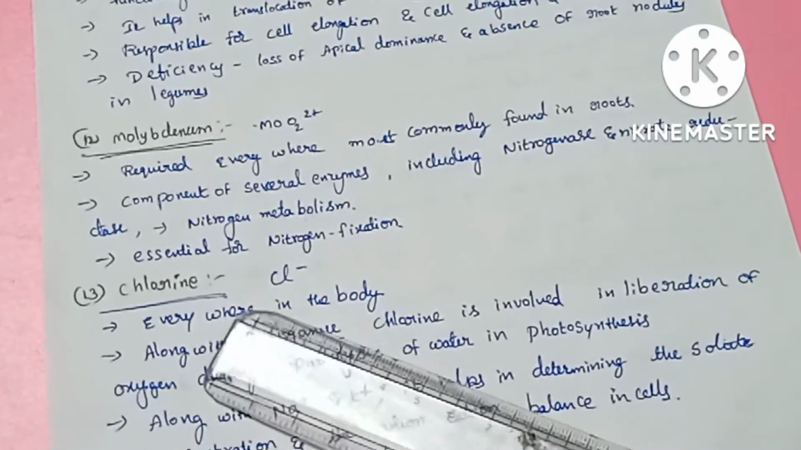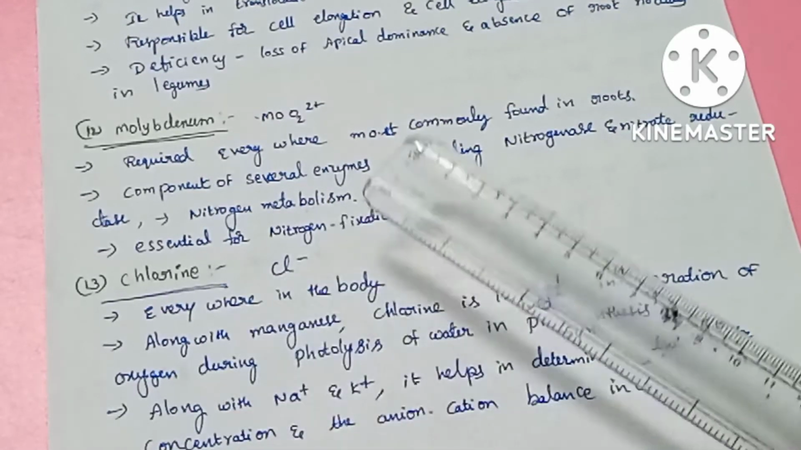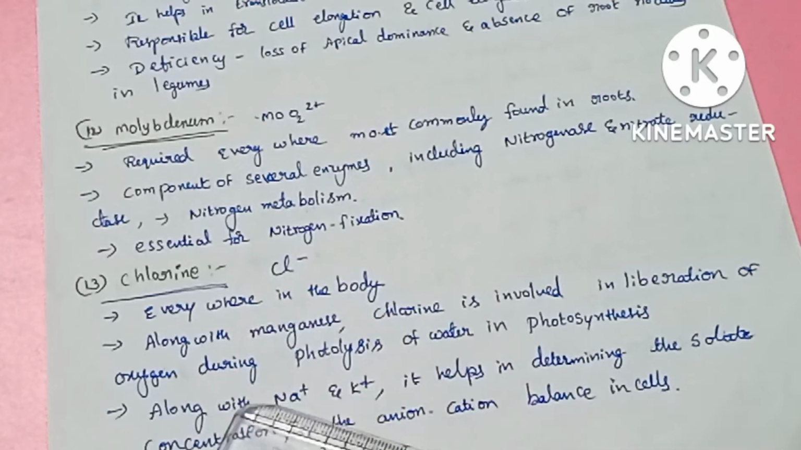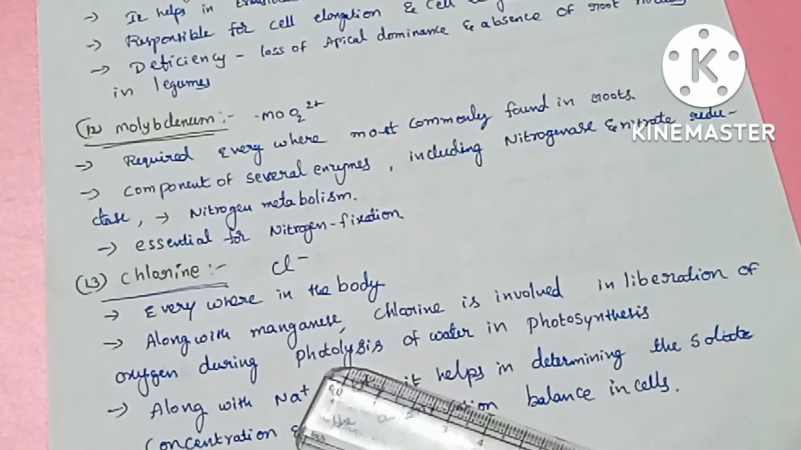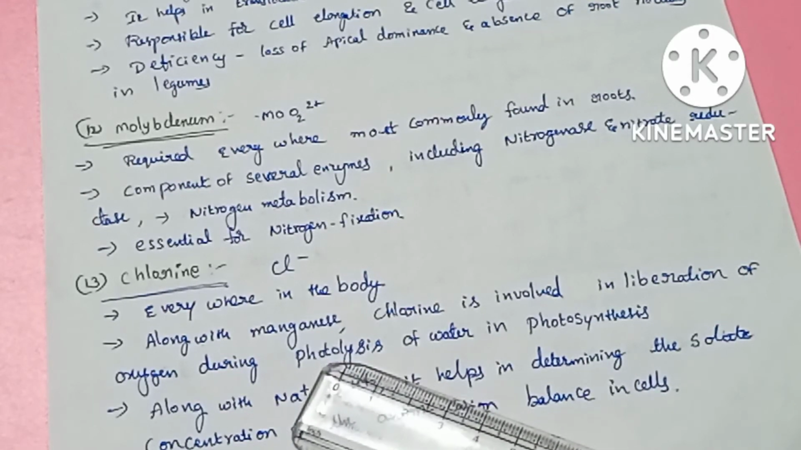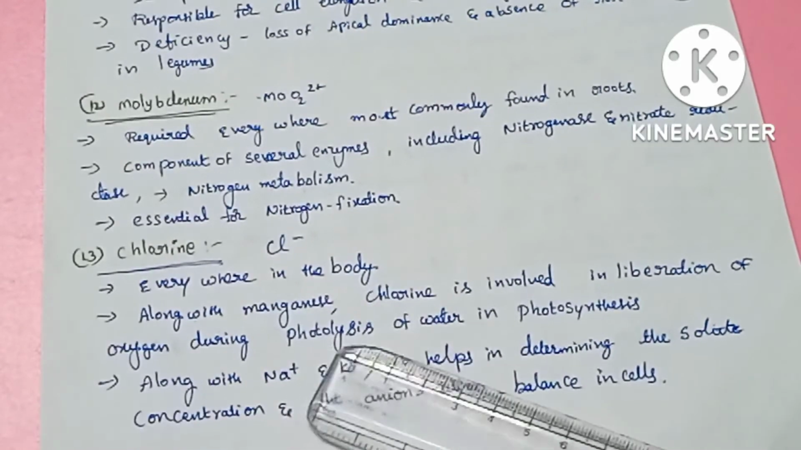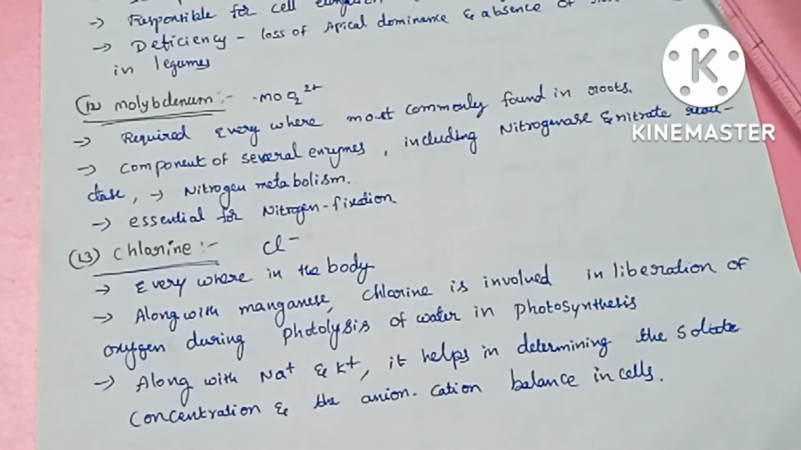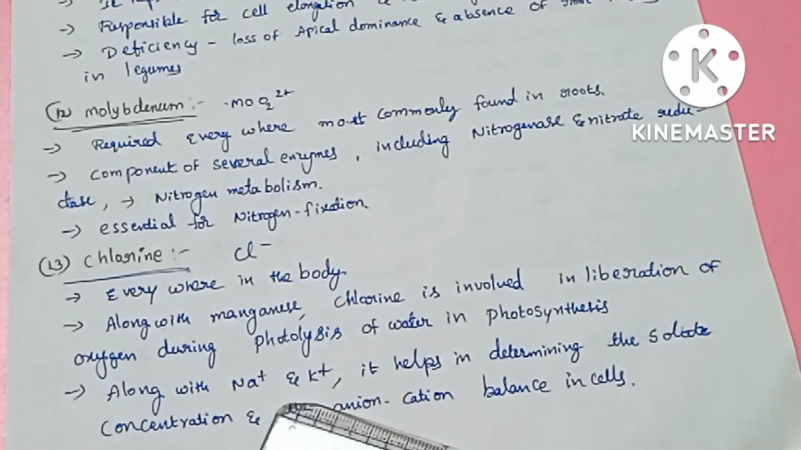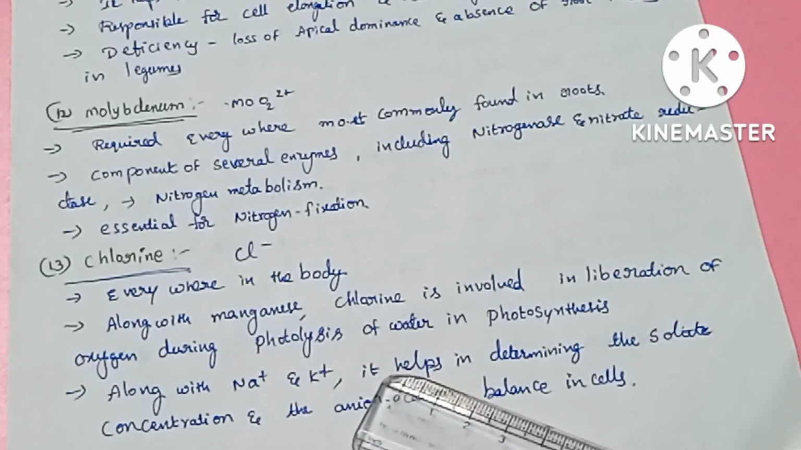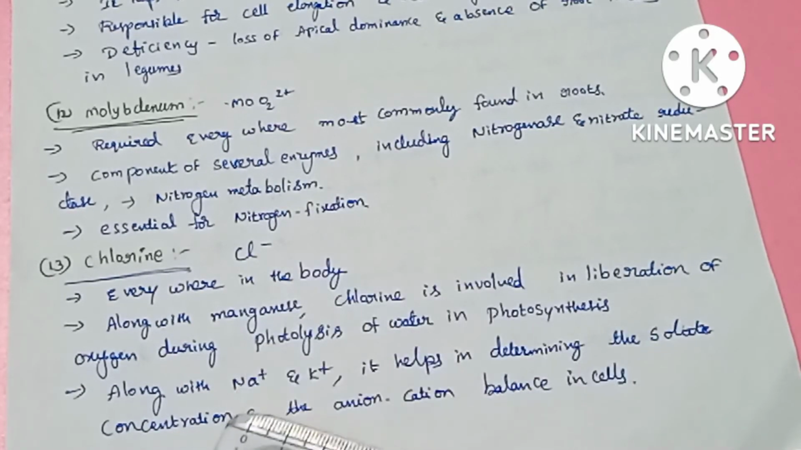And the next one is chlorine ions. The chlorine is absorbed in the form of chlorine ions, like copper and zinc. It is also required everywhere in the body of the plant. And along with the manganese, we have studied about this manganese in the photolysis of water during the photosynthesis, right? Here, along with this manganese, the chlorine is also involved in the liberation of oxygen during the photosynthesis. During the photosynthesis, the photolysis of water will take place to liberate the oxygen. So along with the manganese, these chlorine ions are also required.